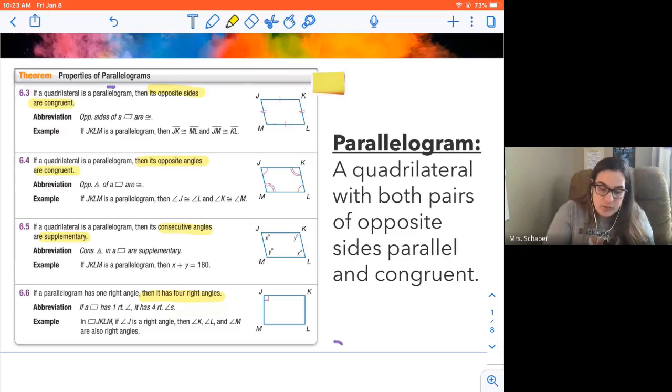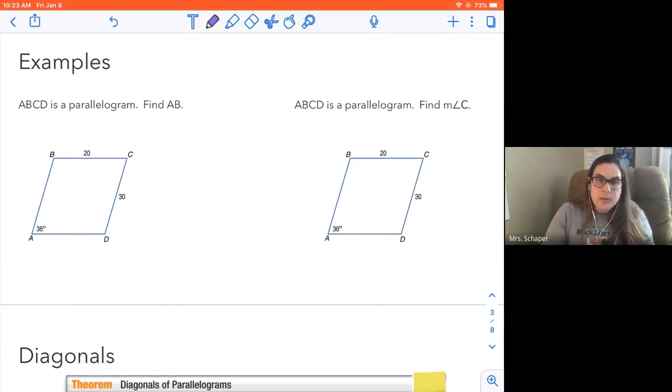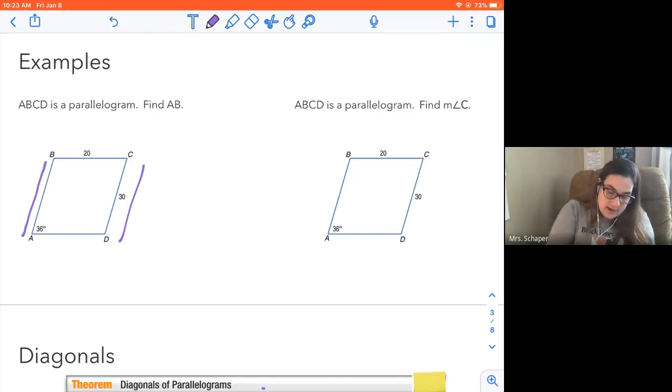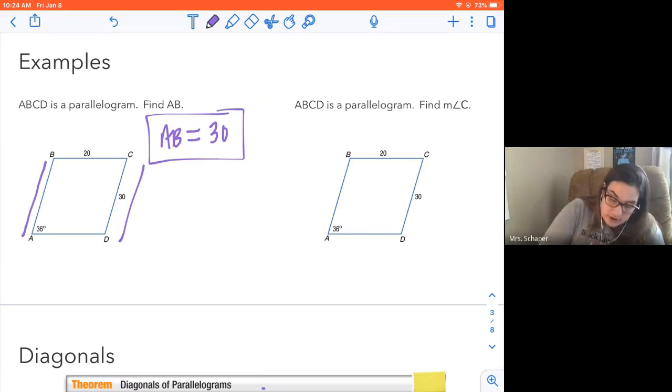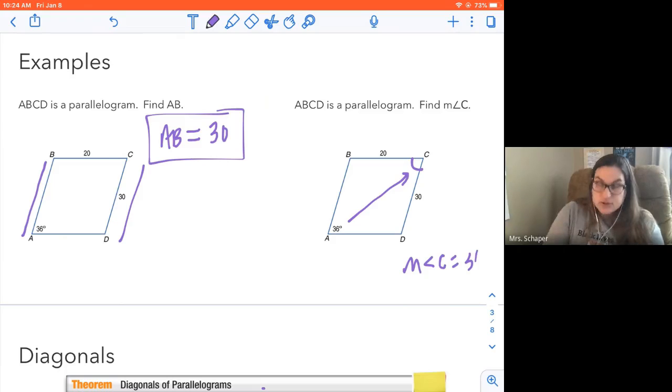Okay, so we're going to utilize those here to talk about finding different measurements. So if we want to find the measure of AB, we know that AB and CD are congruent. So the measure of AB is equal to 30. Okay, ABCD is a parallelogram. All right, we want to find the measurement of C. We know that opposite angles are congruent, so we can say that the measurement of angle C is 36 degrees.